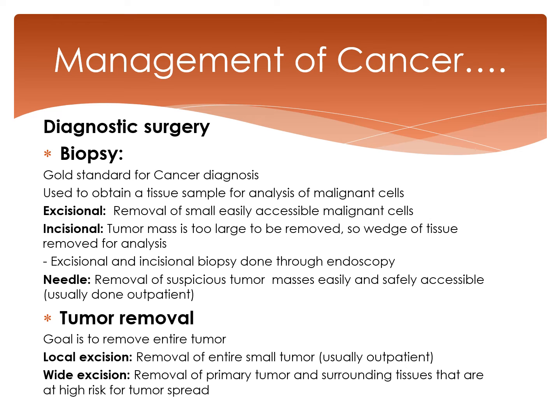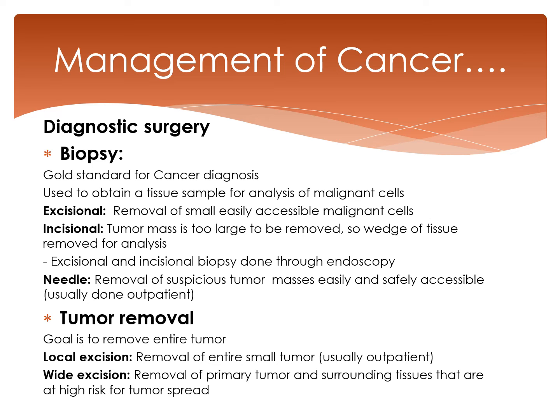Incisional biopsy is when the tumor mass is too large to be removed. So, a wedge of tissue is removed for analysis that contains malignant and benign cells so that they can be compared. Needle biopsy is removal of suspicious tumor mass of malignant cells that is safely and easily accessible. For example, the liver, lung, or kidney, and this is usually done with local anesthesia.